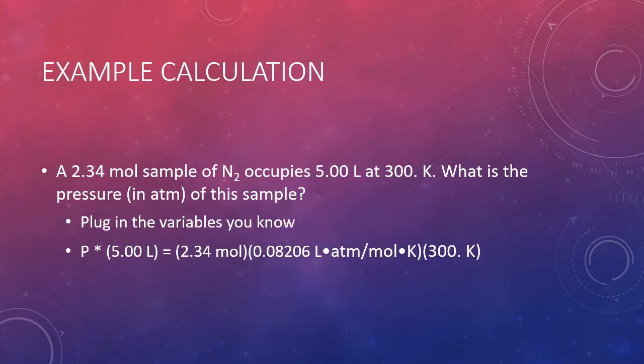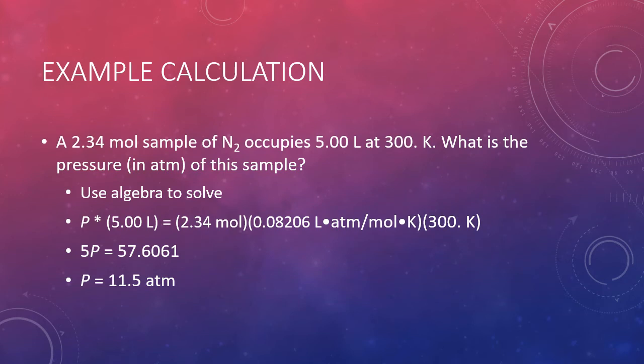We don't know pressure. Volume we know is 5 liters, so that's what we will put in for volume. Moles is 2.34 moles, so we'll plug that in. For R, since we want our pressure in atmospheres, we should select the value of R that has atmosphere as part of its unit. So we will use the value 0.08206 liter atmospheres per mole Kelvin for R. Temperature is 300 Kelvin, so we will plug that in for temperature. Then we will simply use algebra to solve for P. The pressure for this sample would be 11.5 atmospheres, which is quite a high pressure.